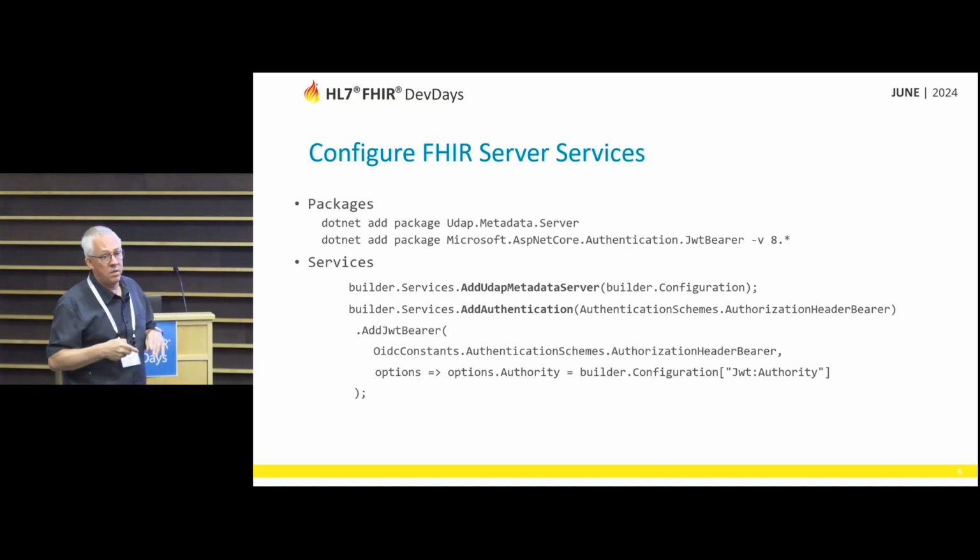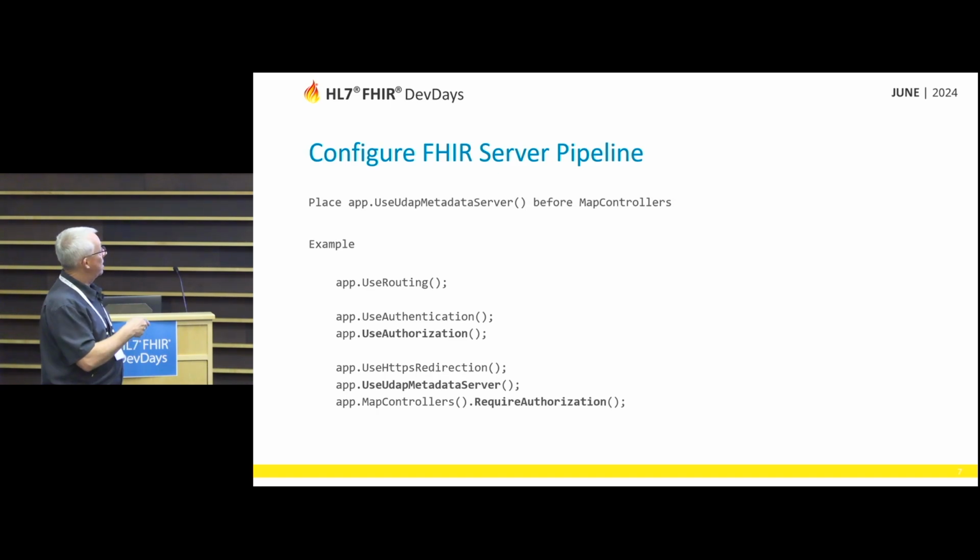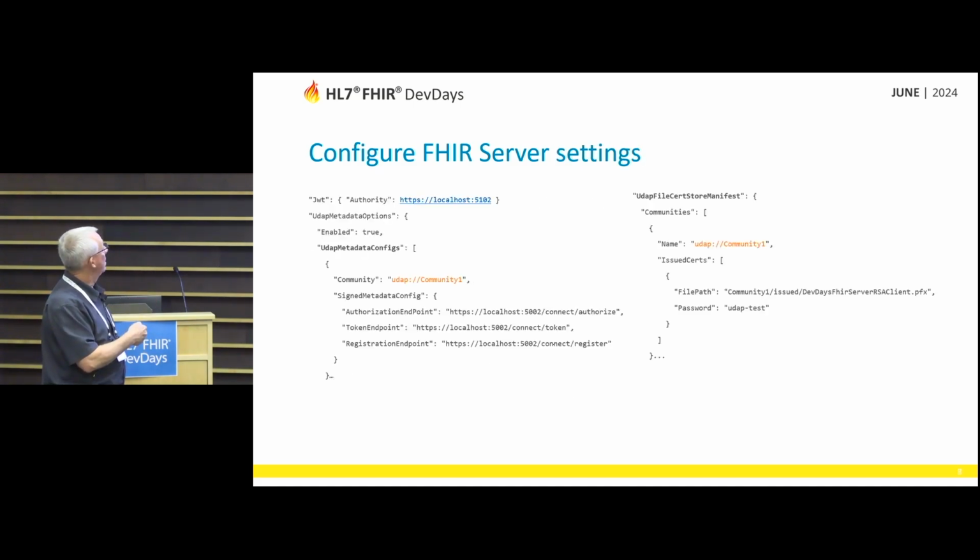So the rest of this we'll just rip through really fast. These are packages that you would need, some extension methods to make it easy to pull in all of the services that you would need for UDAP. Then you go from services in ASP.NET to the pipeline, some more extension methods to make that easy, and some app settings.